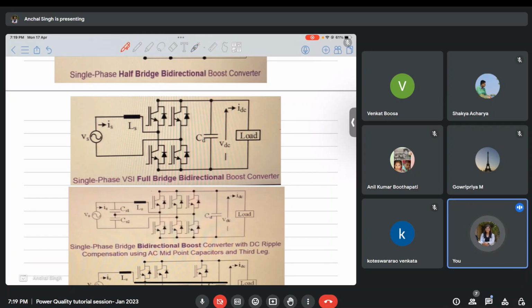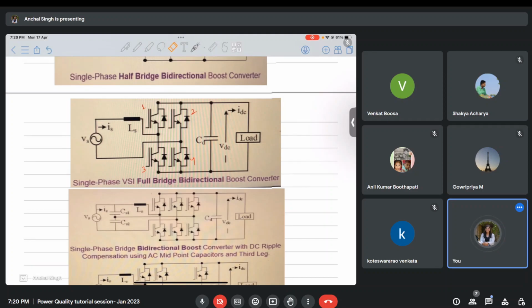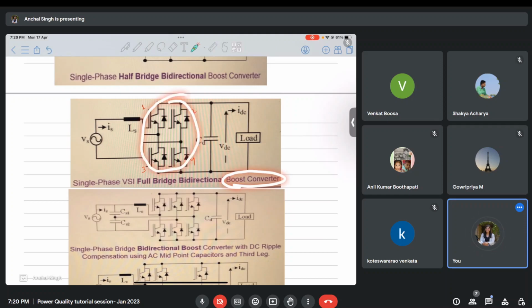But if I am calling these switches switch number 1, 2, 3 and 4, and I am turning on switches 1 and 4 at one time and 2 and 3 at the other time, this will give me a rectified output, full wave rectified output. And if I want a boost operation, then, as I told you, a different switching sequence. So by operating the same physically connected switches in a different manner, I can obtain different output waveforms. The same physical arrangement means full bridge. This is a full bridge, the physical arrangement is the same. But in order to give it boost operation, I will have to take care of the switching pulses.